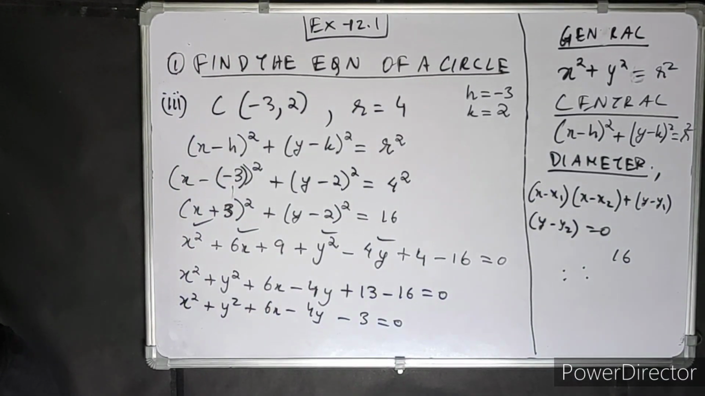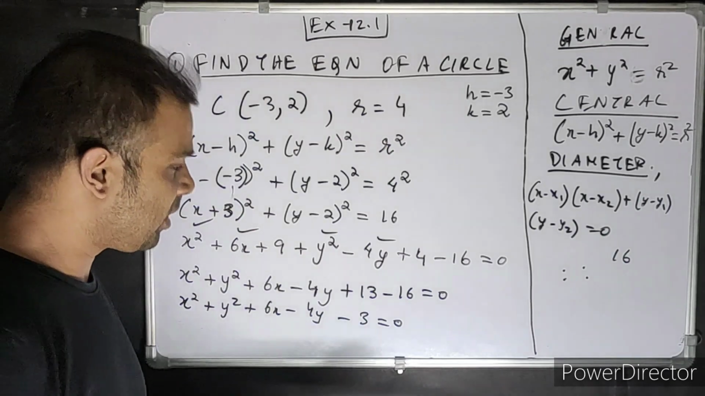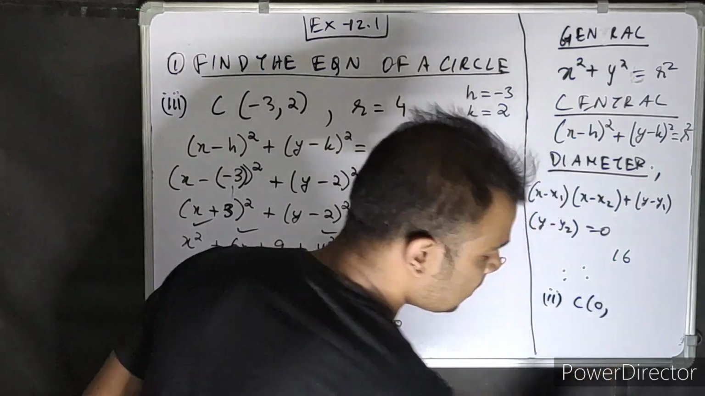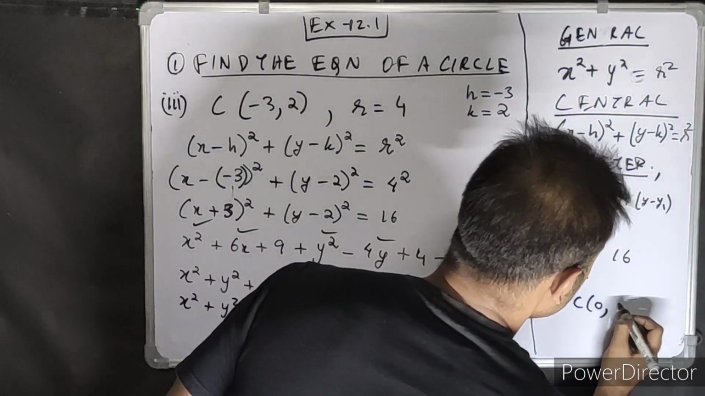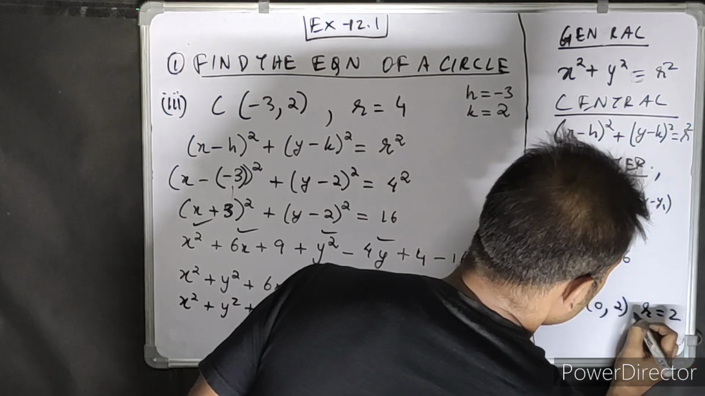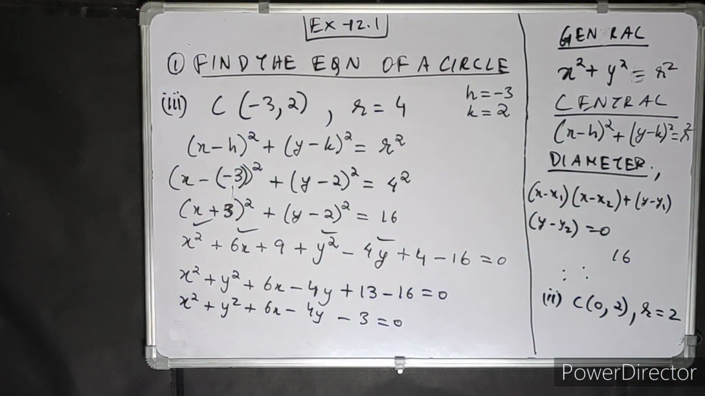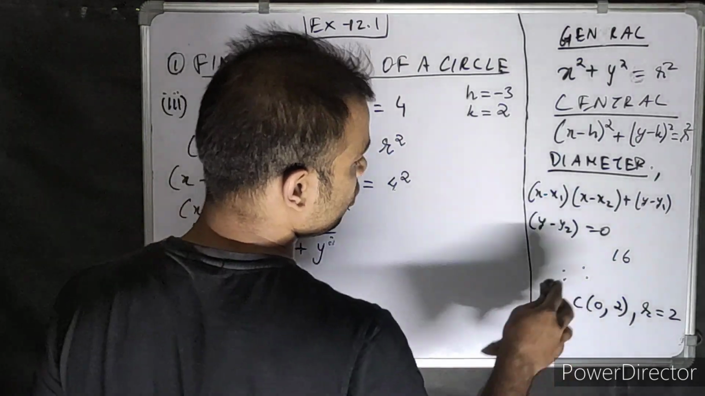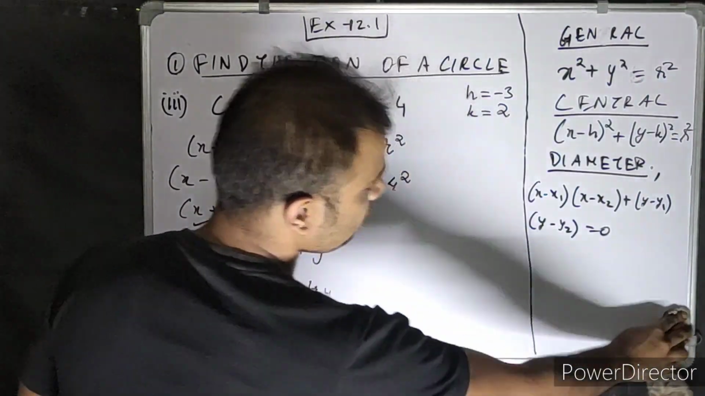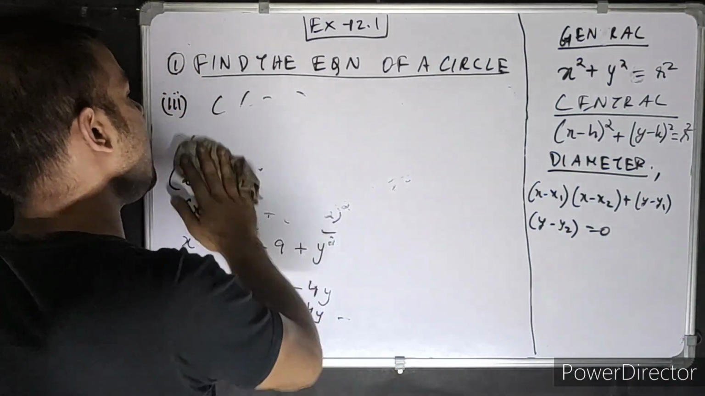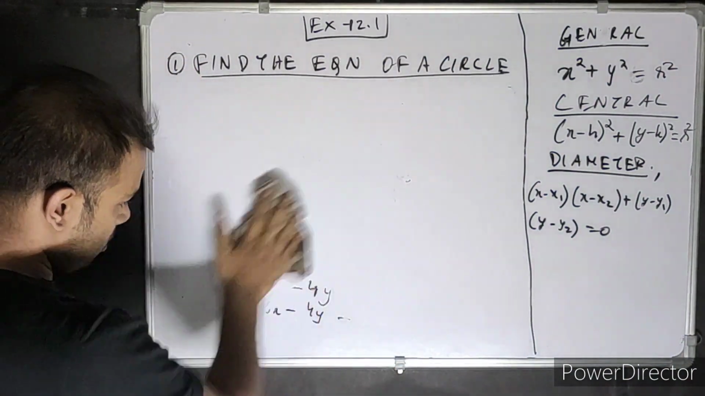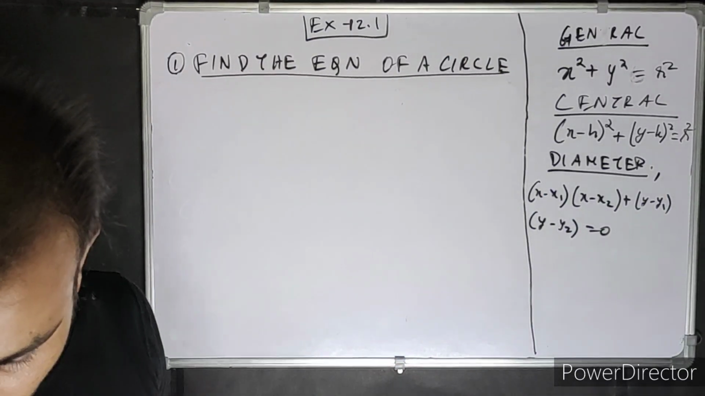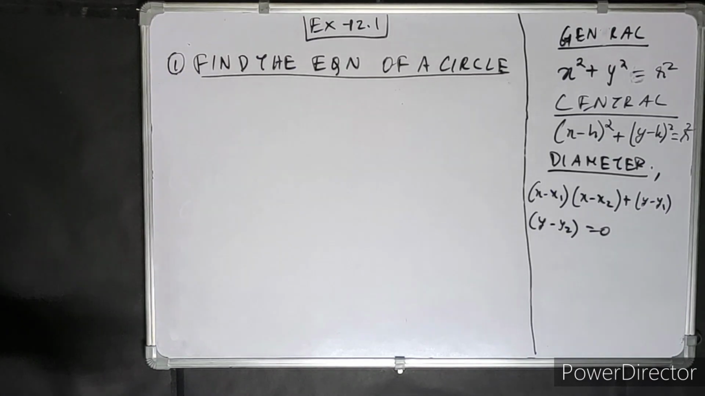Part 2 I am giving it to you. You can try at home. Part 2 is this: center is given as 0, 2, and radius is given as 2. Make sure you expand the y minus 2 part. Those of you who do it will understand. Copy it, try at home if you want to. If you don't want to try, then no problem.